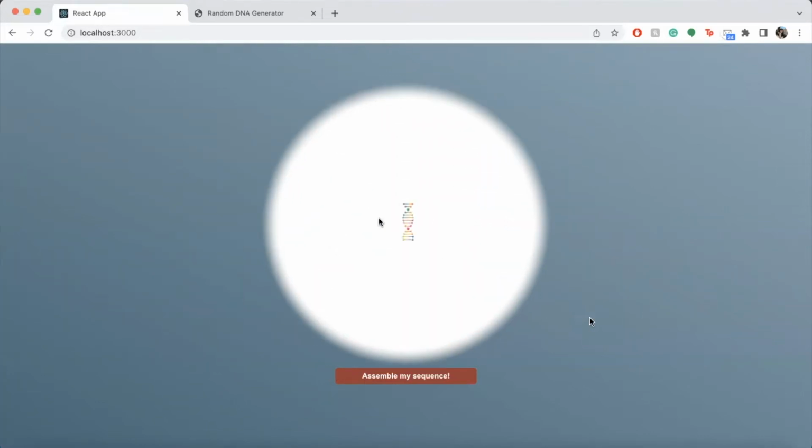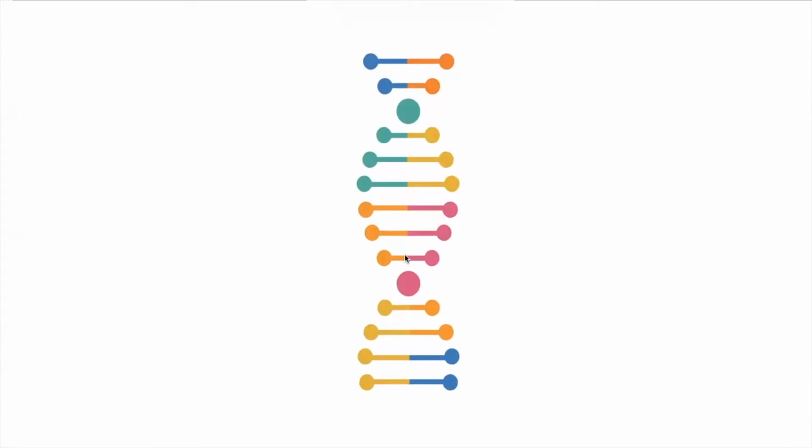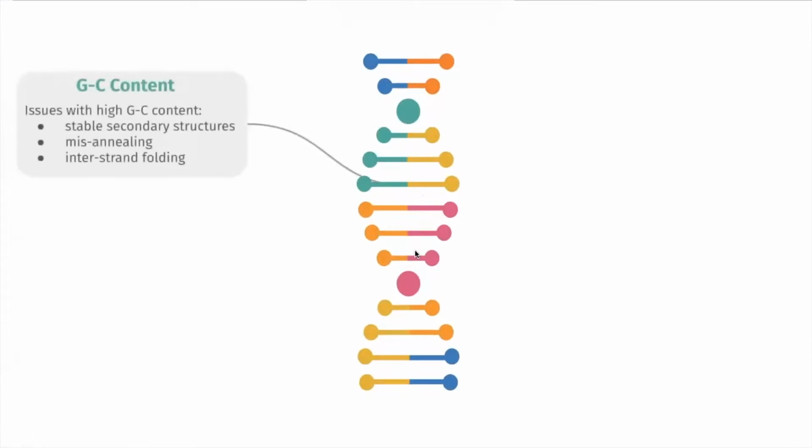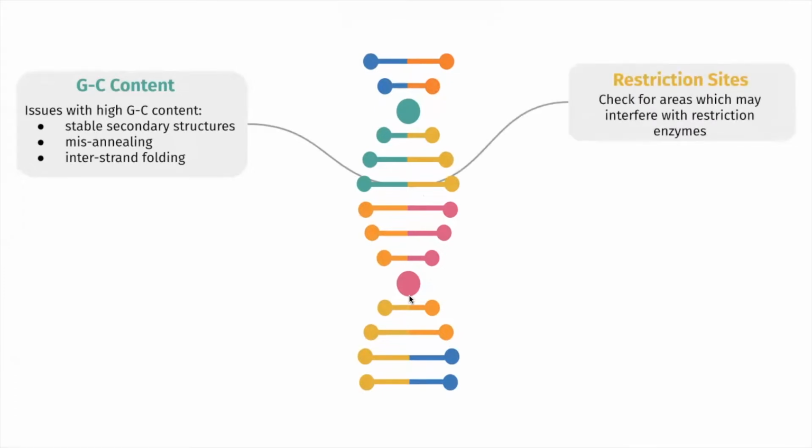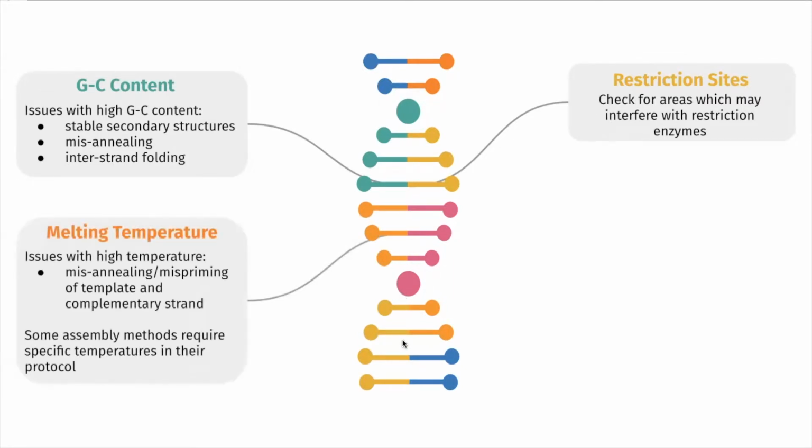Our tool takes into consideration how sequence attributes affect assembly. For example, high GC content causes the formation of stable secondary structures which are difficult to unwind during assembly. Restriction sites that are present within the sequence to be assembled also interfere with restriction enzymes used. Melting temperature also plays a part, as high temperature can cause misannealing or mispriming of template and complementary strand.